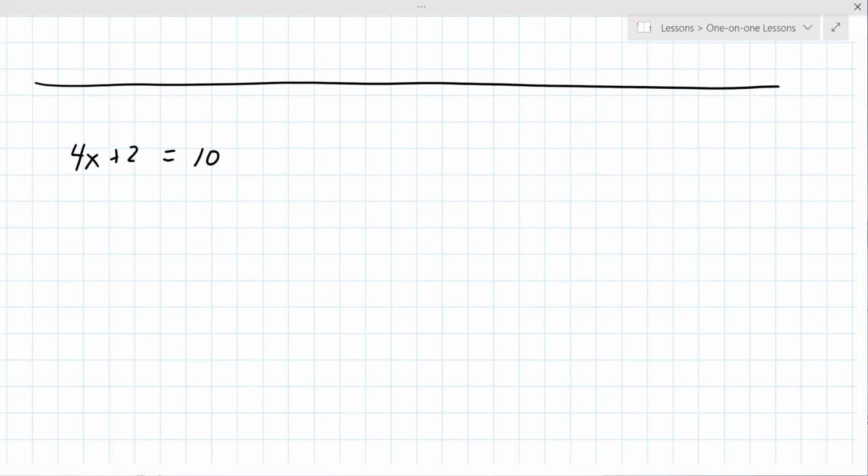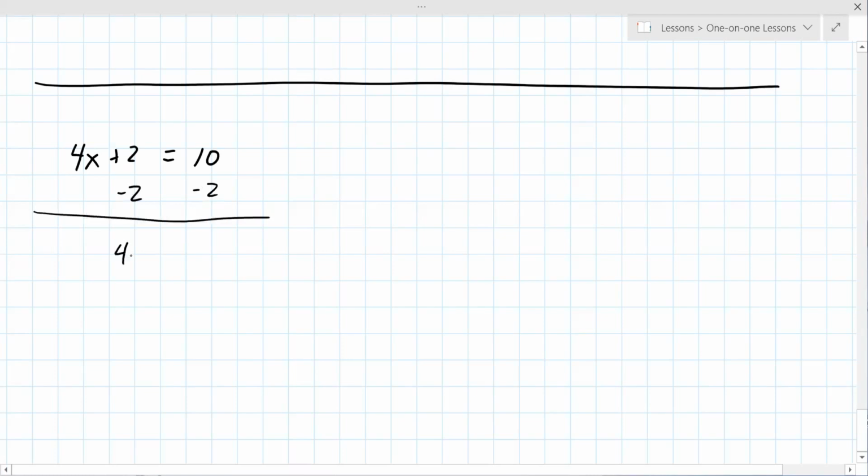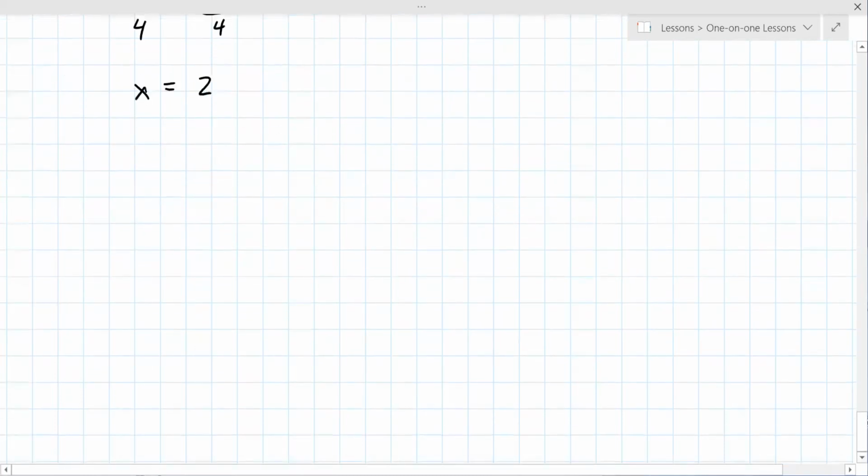All right, I think I have my answer. I'm going to show the steps here. Subtract 2, subtract 2. 4x equals 8. Divide by 4, divide by 4. So x equals 2. Is that what you got? Yes, that is what I got. Excellent.